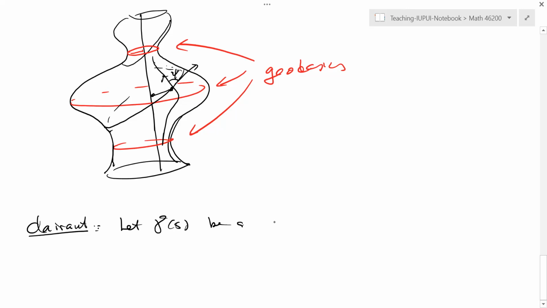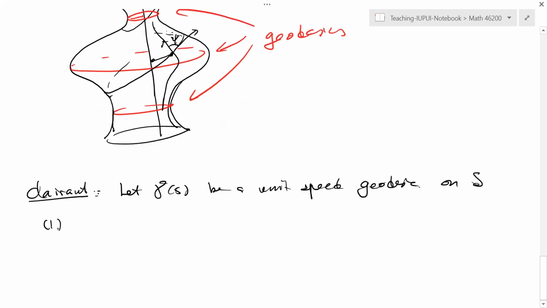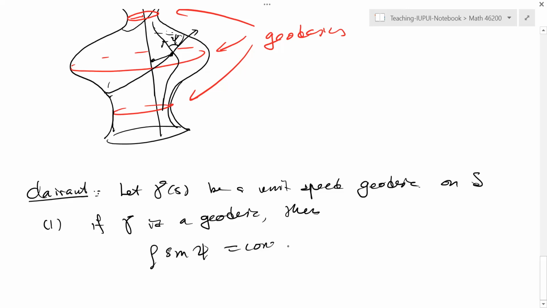Let gamma be a unit speed geodesic on S. Okay, this is a surface of revolution. The first statement is, if gamma is a geodesic, then rho times sine phi must be a constant. Why? So it's basically you get the answer here. So the geodesic cannot be arbitrary.